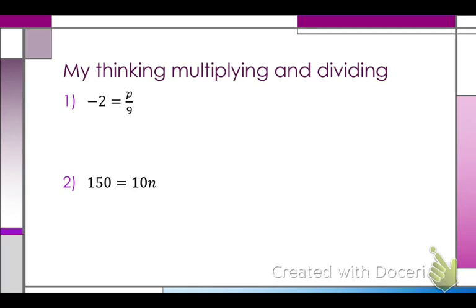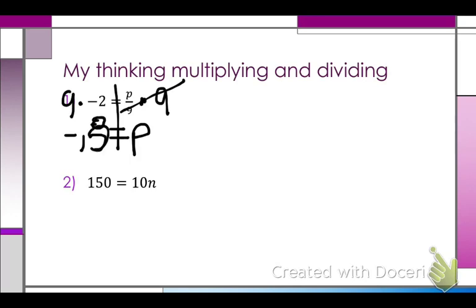So I've got to first think about what is my inverse operation here. If I'm dividing, my inverse is going to be multiplying. So I'm going to multiply both sides by 9. So then my 9s would cancel out there, and I'm just left on one side with p equals 9 times -2, which is -18.